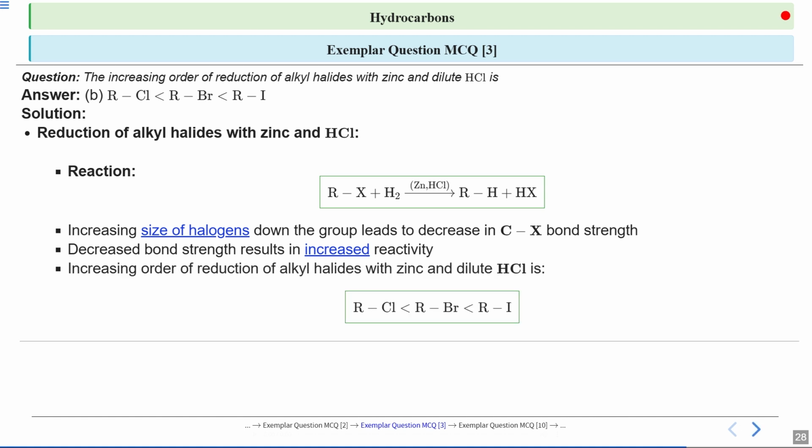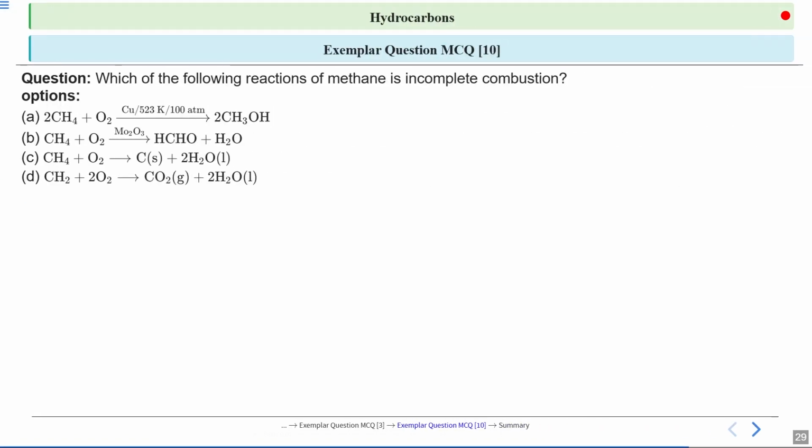Finally, let us summarize the increasing order of reduction. So RCl is less reactive than RBr, which is less reactive than RI. So this is the order, and it is due to the decreased bond strength as we move from chlorine to iodine. Remember, weaker bonds lead to higher reactivity, which is why RI is the most reactive one in this series. Now moving on to the next question.